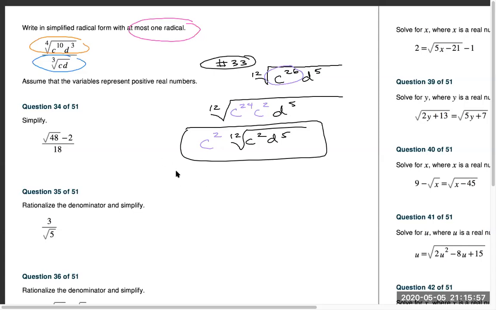If you struggle still with simplifying radicals, I'm going to put up a video on YouTube about an activity for that. And I should have that up tonight.